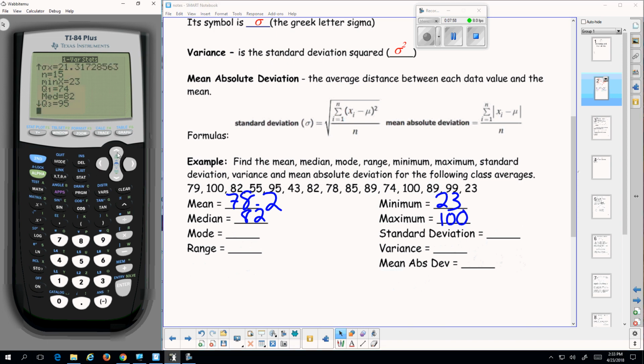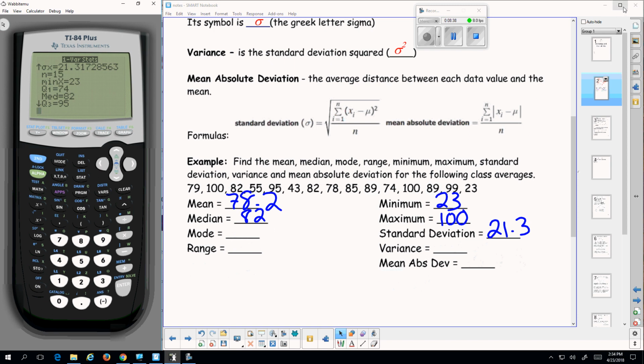And then it also gives you the standard deviation. Remember, standard deviation is that Greek letter sigma. That's that Greek letter sigma right there. It's the 5th one down. Okay. The standard deviation is 21.3. So that's the Greek letter there, sigma x. And they're just saying x to say that it's the x variable. Don't worry too much about that. And then it doesn't give you variance. It doesn't give you mean absolute deviation. So unfortunately, that's all the calculator will give you up front, but a lot of these are really easy to figure out after that.